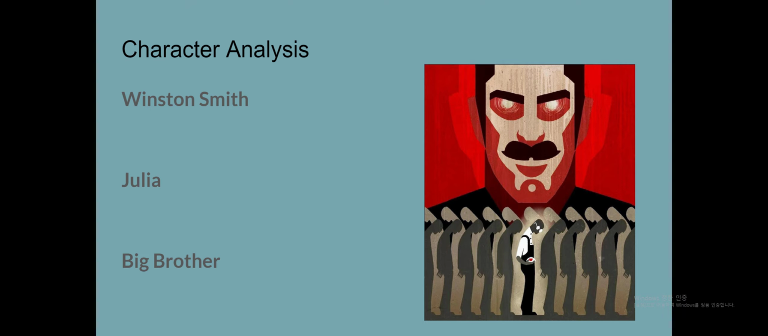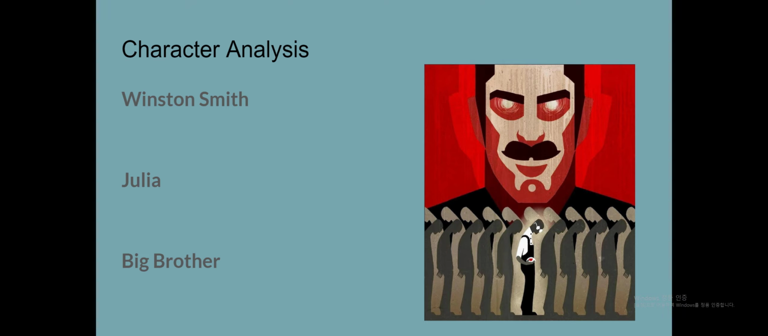Now, character analysis. I'm gonna talk about three characters. First character is Winston Smith, the novel's protagonist. Winston is a quiet 39-year-old man living in Oceania in the year 1984. A party member, Winston works at the Ministry of Truth correcting errors in past publications.